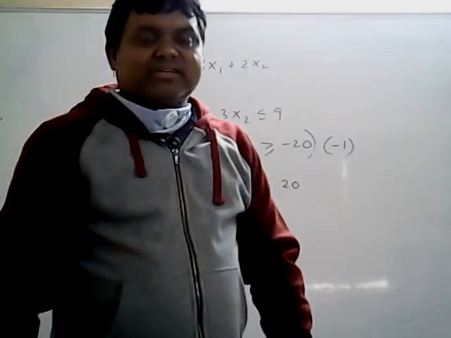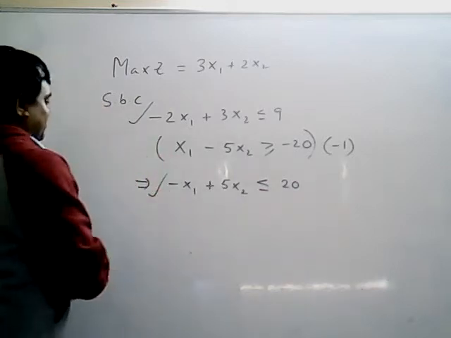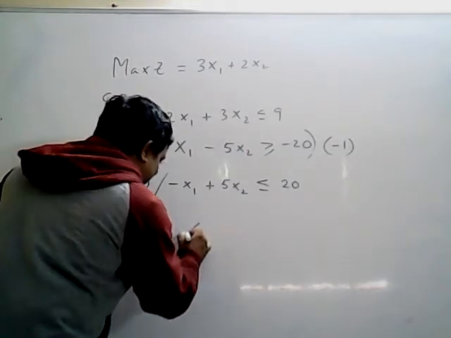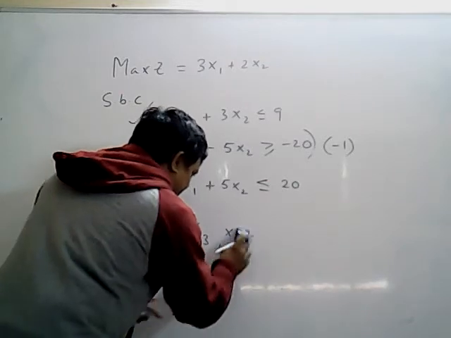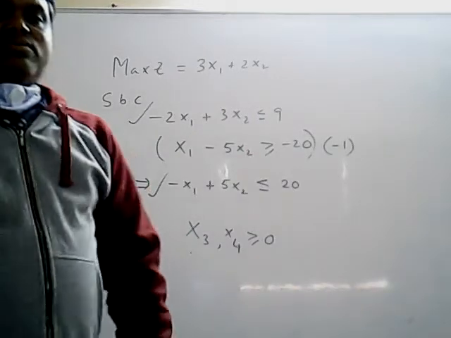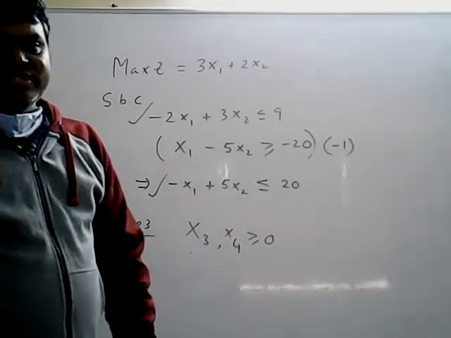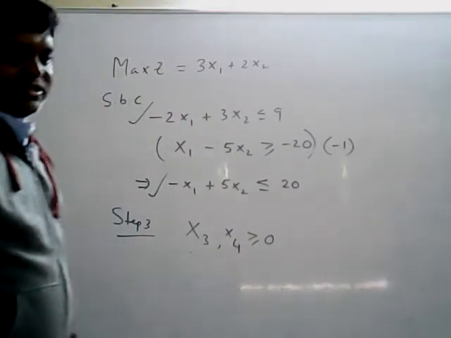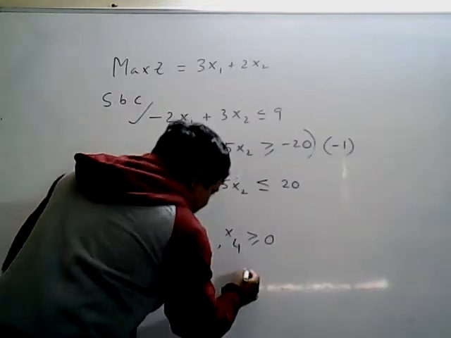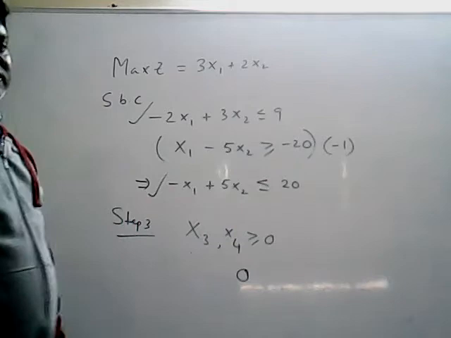So what are the slack variables you will consider? x3, x4. Step number 3: introduce the slack variables x3, x4 greater than or equal to 0, and put the costs of these variables equal to 0 in the objective function.